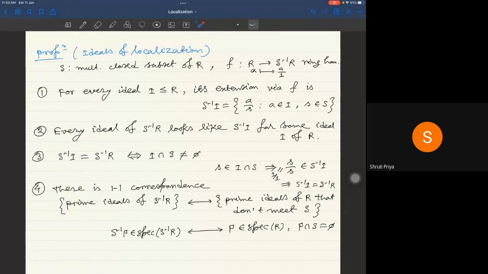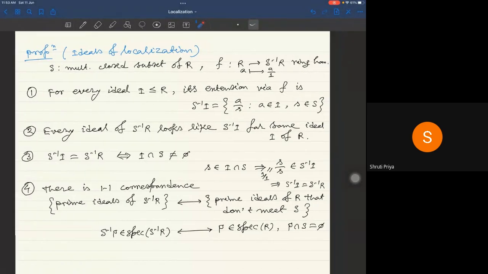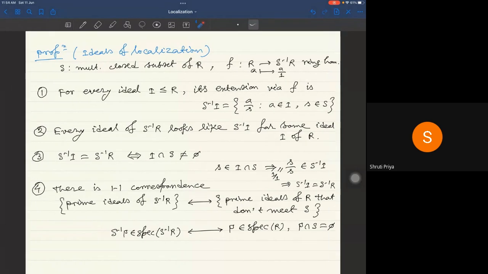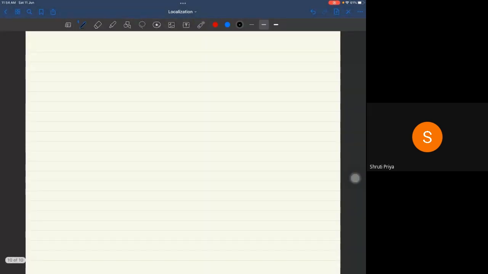Okay. Now let's see how we can generalize this notion of ring of fractions to module of fractions, and then we will see some applications of these localizations. Let me know if you have any question.